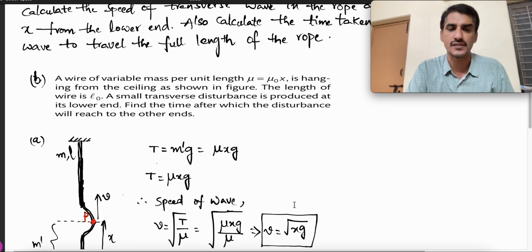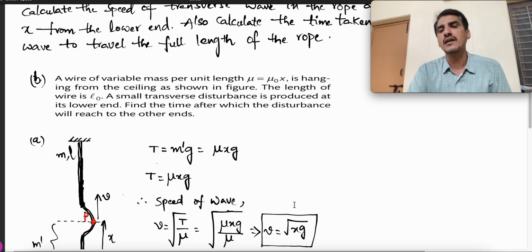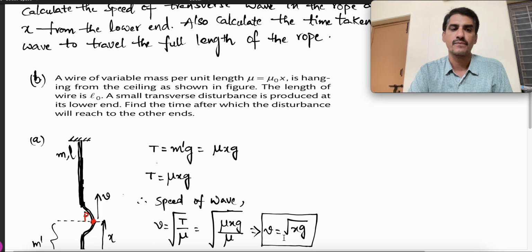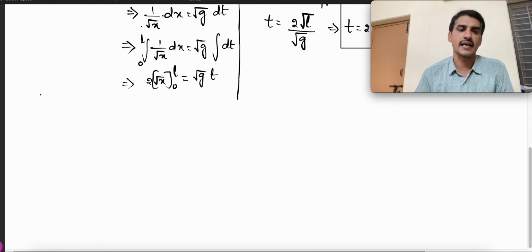It is the same situation, but only one thing is different. What is that? The linear mass density is varying now. In question A it was constant, but now it is varying. So in the case of varying linear mass density, how do we find the time taken? Let us assume this is a fixed end.